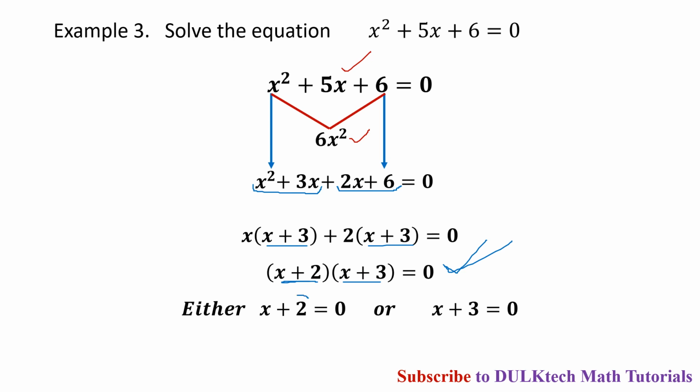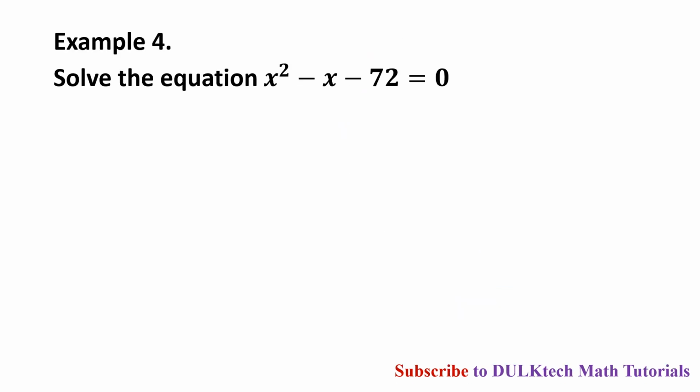Now solving these simple linear equations by simply taking 2 to the other side, and at the same time taking this 3 to the other side, we find that x is equal to minus 2 or minus 3. Right, let's now move on to our fourth example. Obviously, the first thing is to factorize the left hand side completely.